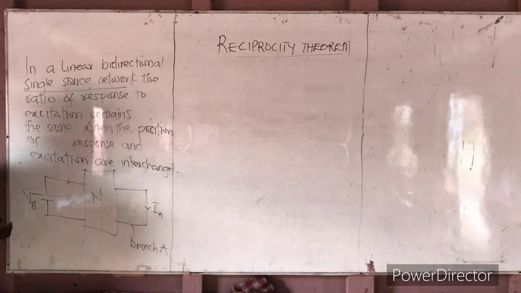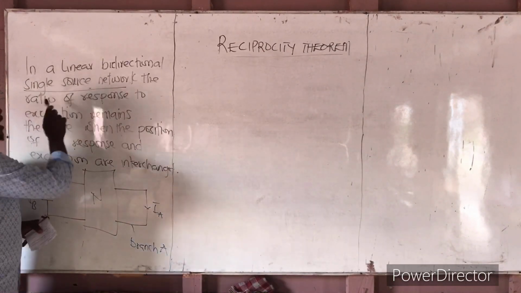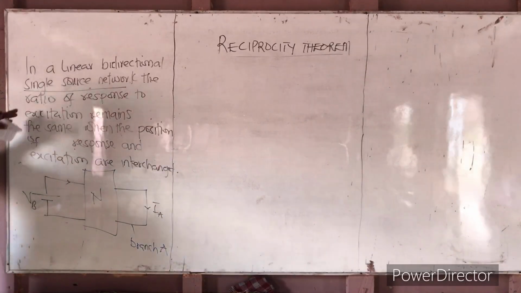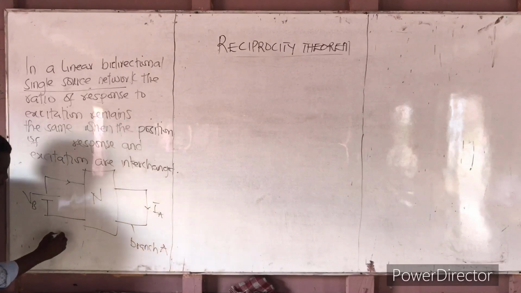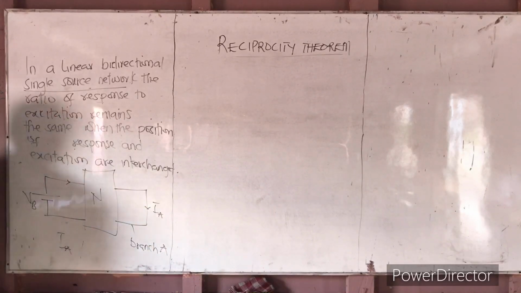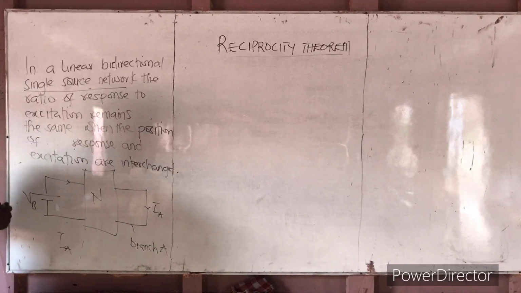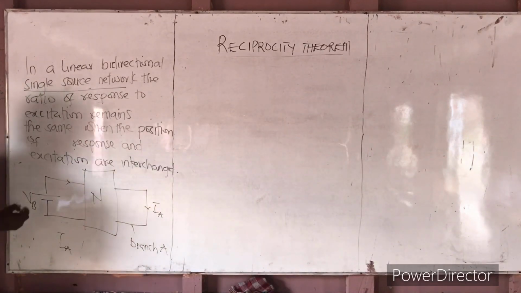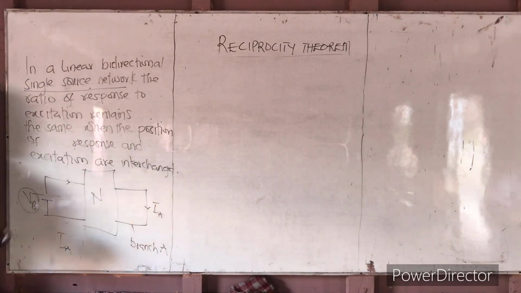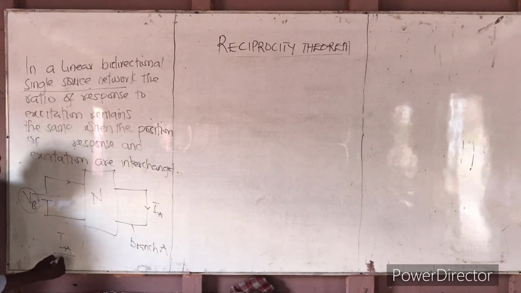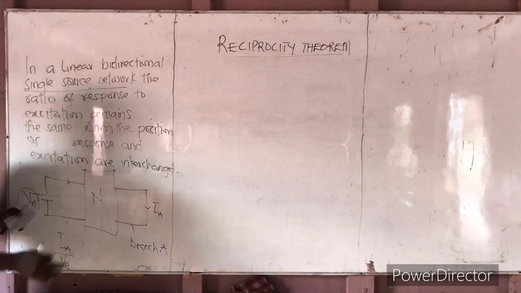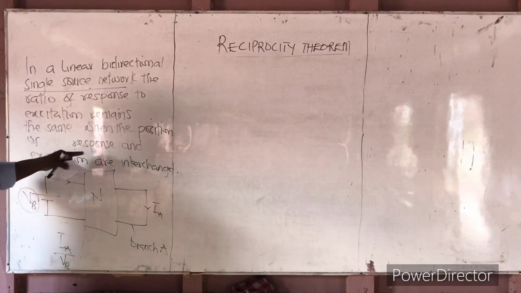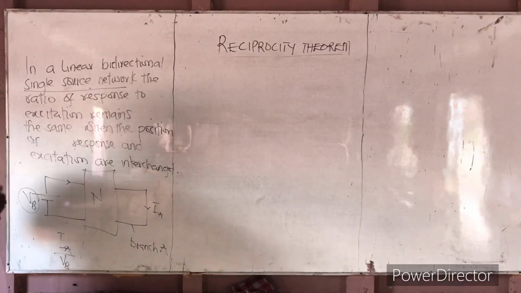In a linear bidirectional single source network, the ratio of response, which is our response IA, to excitation, the source that is producing the IA, in this case VB, remains the same when the position of the response and the excitation are interchanged.